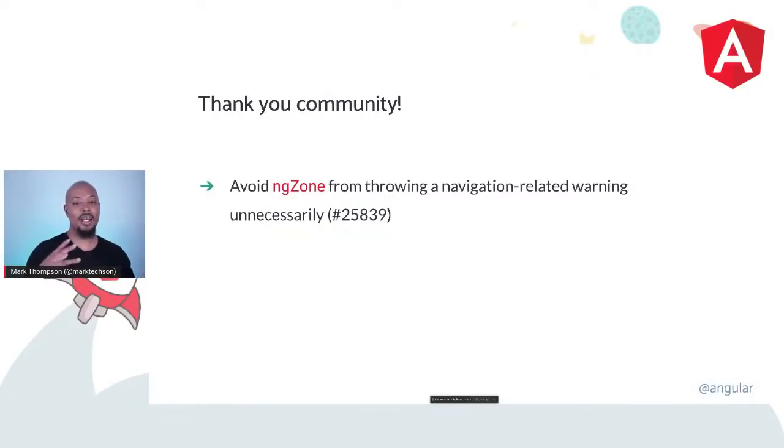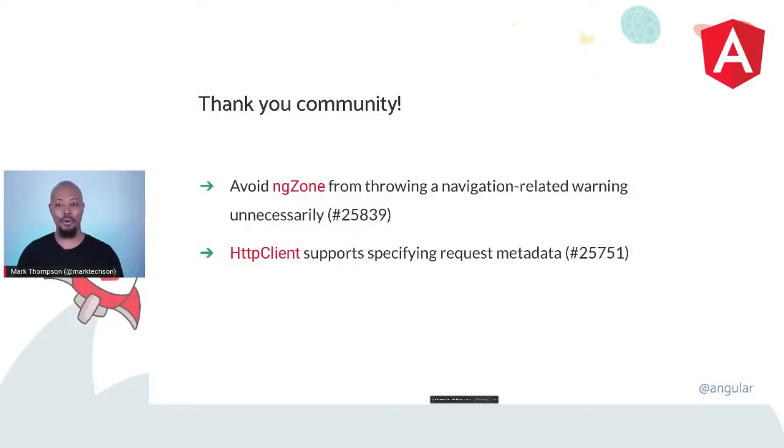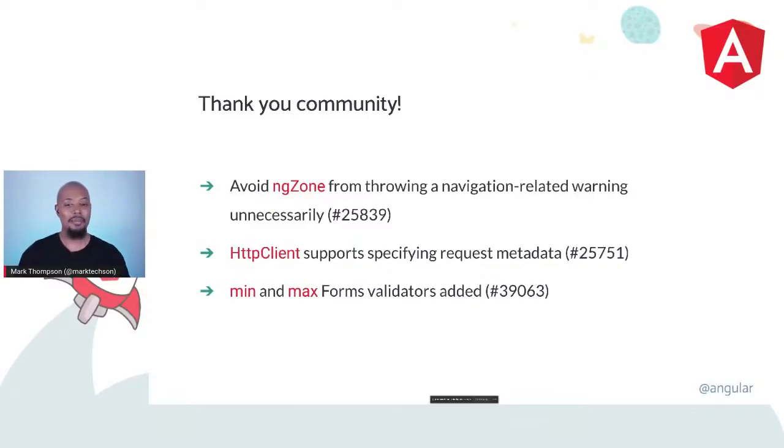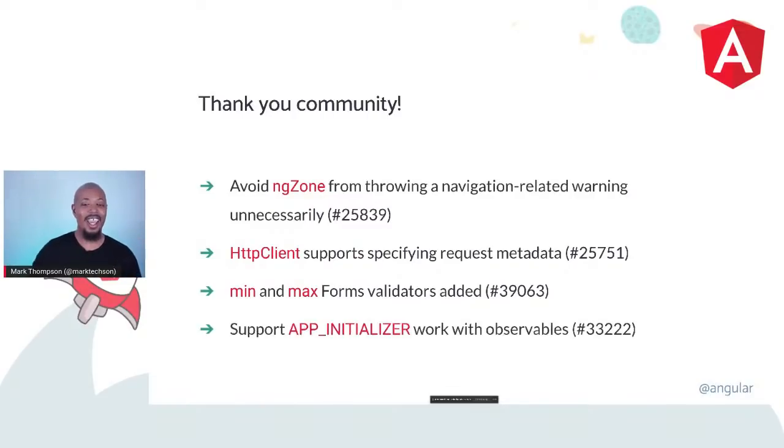So something like avoiding NgZone from throwing a navigation-related warning, that got landed. HTTP client support specifying REST metadata, min and max form validators. We know how passionate everyone is about forms, and the support for App Initializer to work with observables.